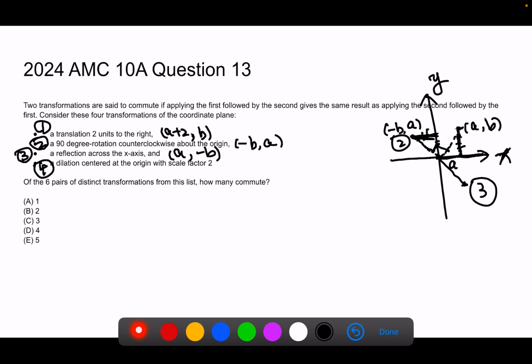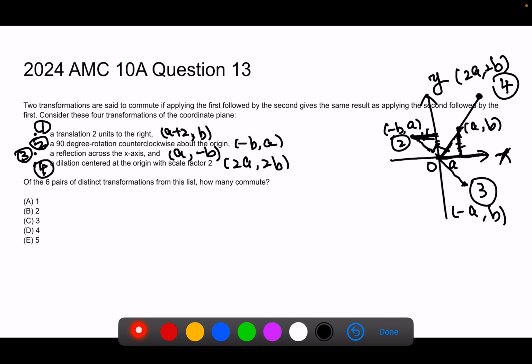Finally, a dilation centered at the origin with scale factor 2, which means here's the origin. You basically take this line and scale it by 2. So you're going to push this point to 2A, 2B. All right. That's a foundation for this question. If you get what each of them is changing in the coordinate, you only need to be very careful, do it slowly and correctly, but make sure you understand how each of them is changing things.